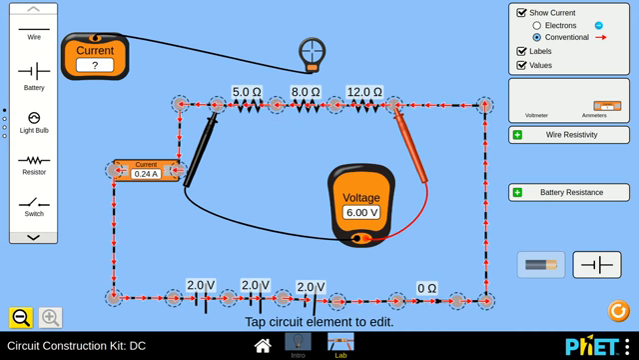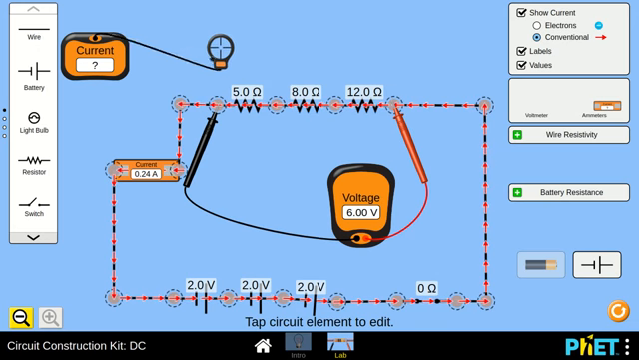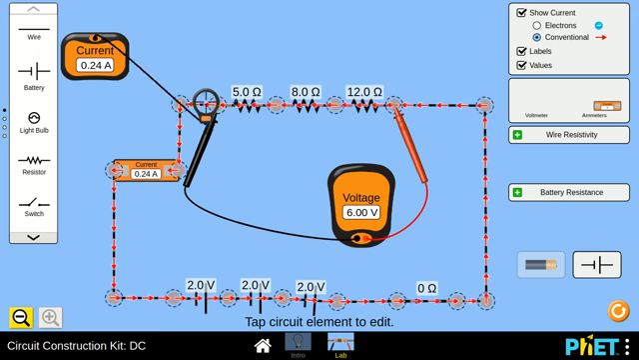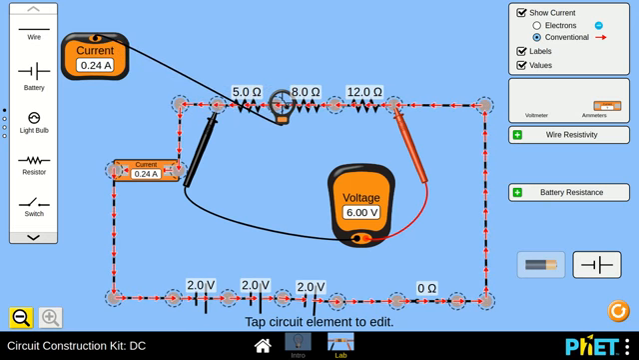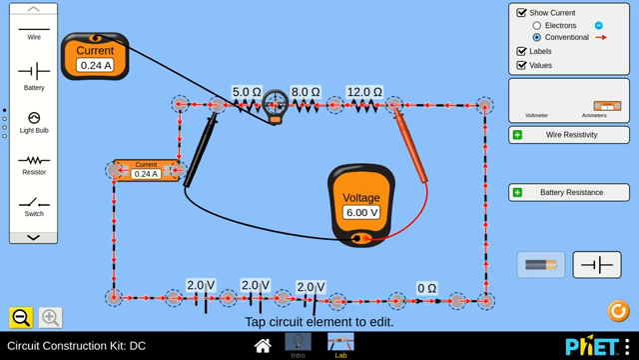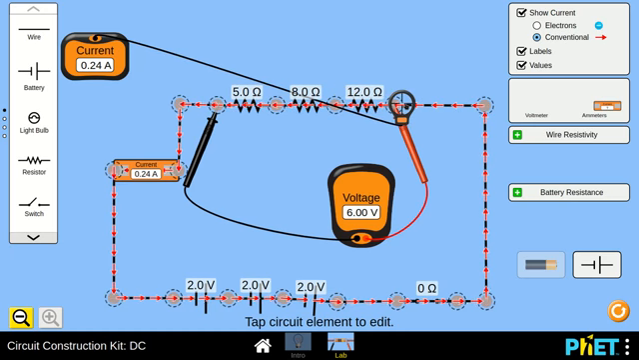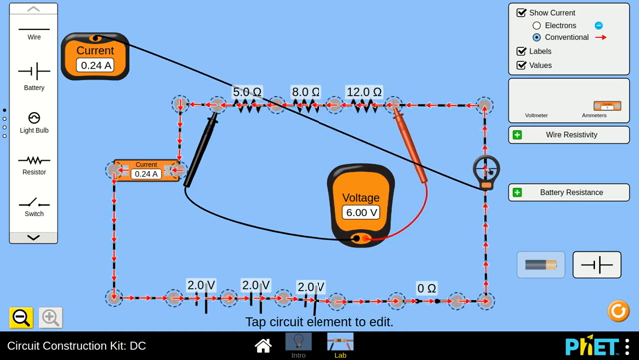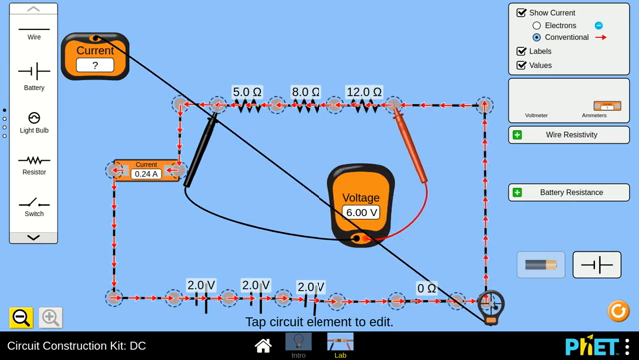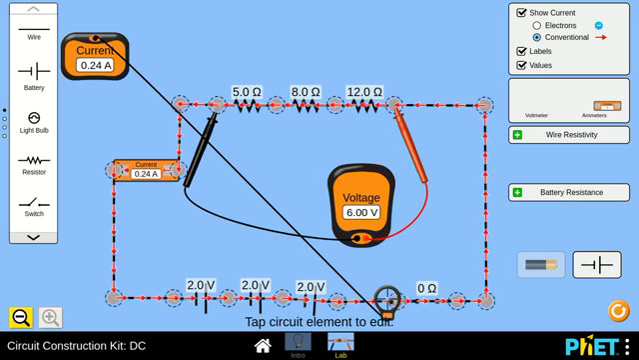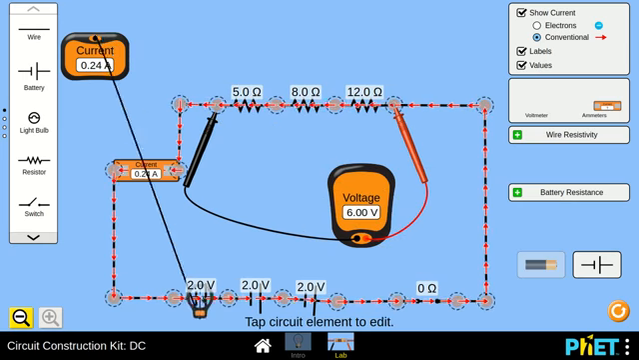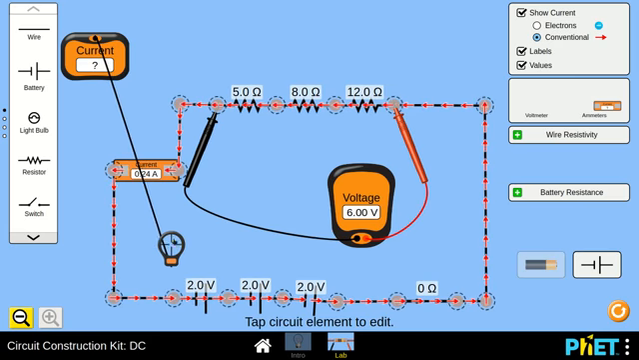Similarly, you can see that the current is 0.24 ampere. If you keep the ammeter at any point in the circuit, the current will remain the same. You can see it is 0.24 ampere. The current remains the same throughout the circuit. At any point, you will see that it is the same.